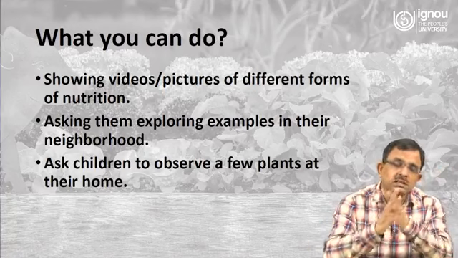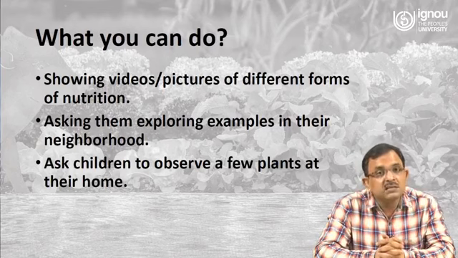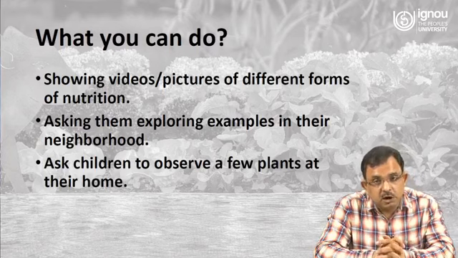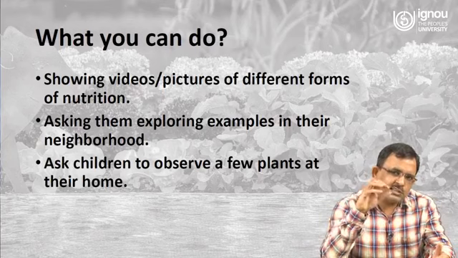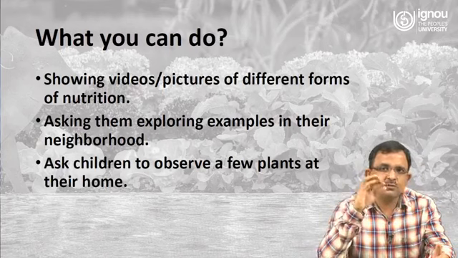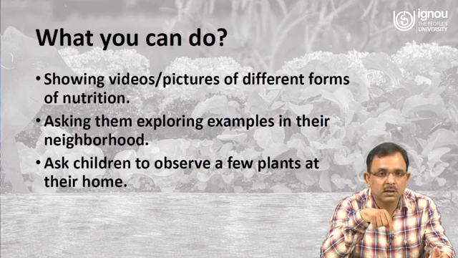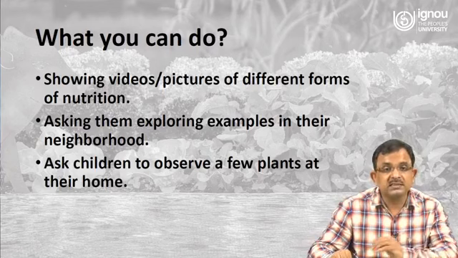How can you deal with all these topics? If the possibility is there, you can show them videos. If the possibility is not there, you can use pictures. You can ask your students to explore their neighborhood and try to find out what are the autotrophs and what are the heterotrophs in their neighborhood. You can ask your children to observe a few plants at their home also.